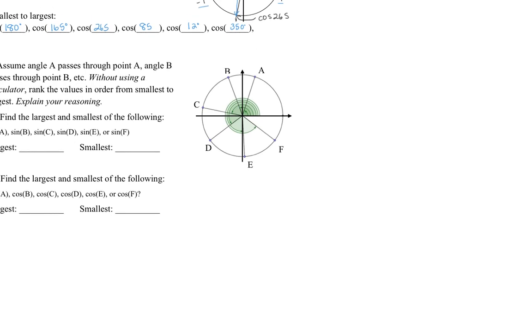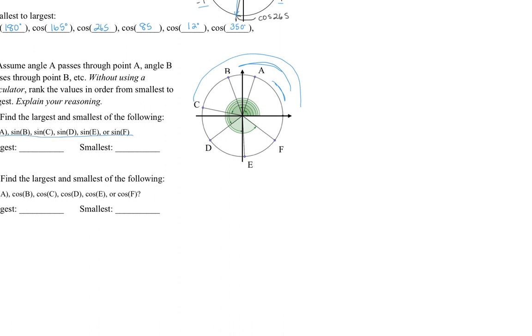All right, number 8 says, assume angle A passes through point A, angle B passes through point B, etc. Without using a calculator, rank the values in order from smallest to largest. So angle A is this chunk here, angle B is this chunk here, angle C is this chunk here. You get the vibes, D, E, F. So I'm trying to find smallest to largest of the sines.